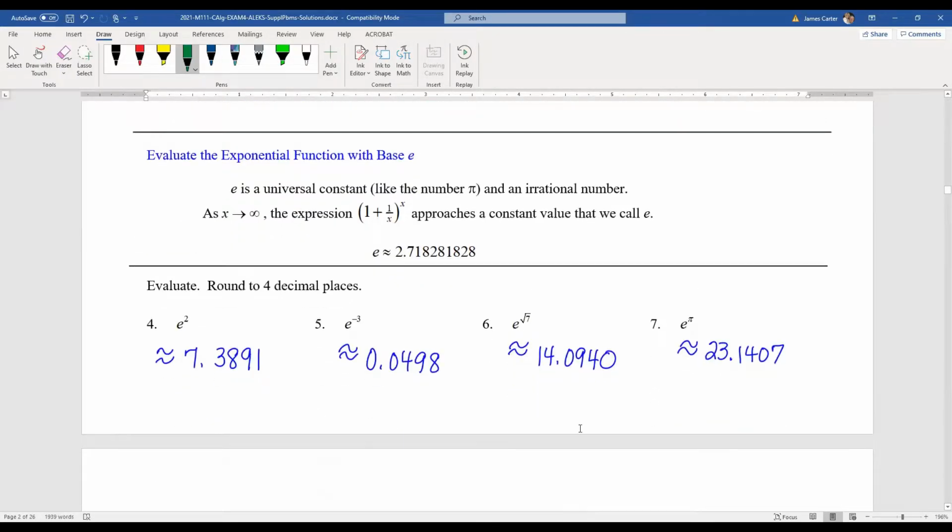Okay, when we talk about e, you need to know the first 4 values of e, although you are going to be allowed to use your calculator. In this case, we're just putting in the values of e using the calculator. Let me share the calculator.